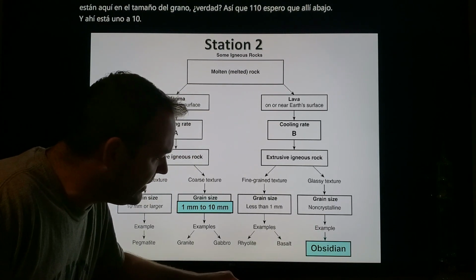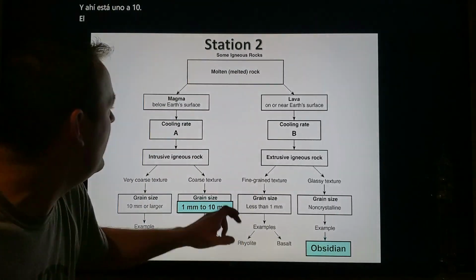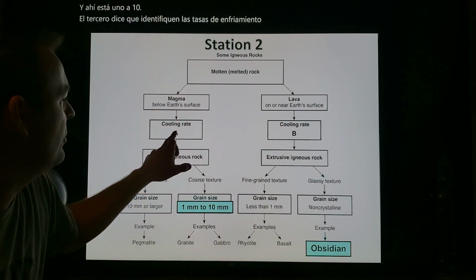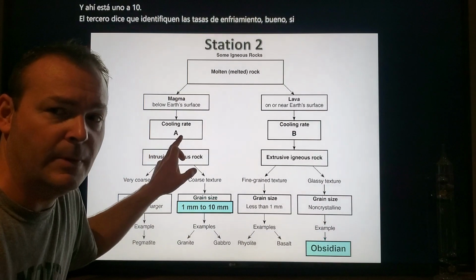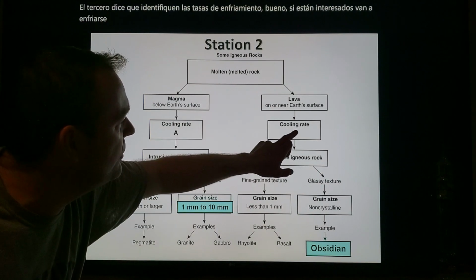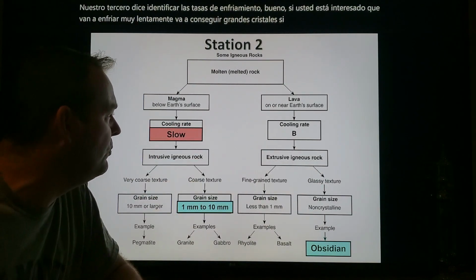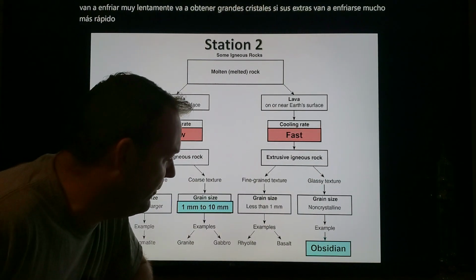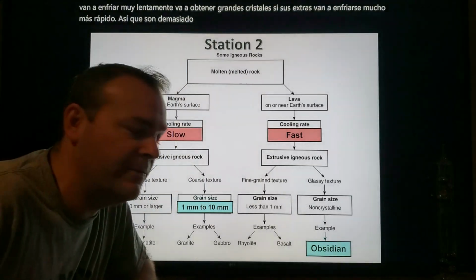All right, the third one, it says identify the cooling rates. Well, if you're intrusive, you're going to cool extremely slowly. You're going to get big crystals. If you're extrusive, you're going to cool much faster. So your 2 rates, right, slow and fast. And hopefully you figured that out last evening.